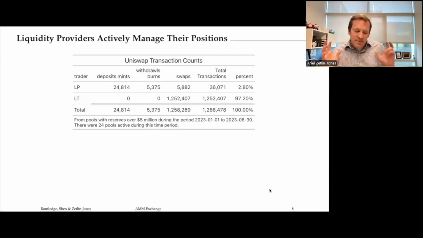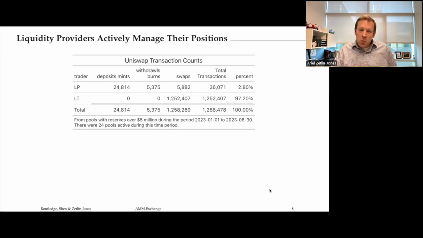What I'm going to do is look at all wallets that interact with these pools. And I'm going to try to classify wallets as liquidity providers or liquidity takers, market makers or swappers. And I'm going to do it in the simplest possible way. I'm going to look at a wallet. If you deposit liquidity to the pool over this time period, or you withdraw liquidity from a pool over this time period, or you own a pool token from one of these pools, then you're a liquidity provider. If you don't do any of those, then you're a swapper or a liquidity taker.